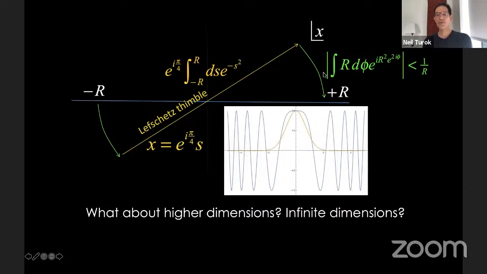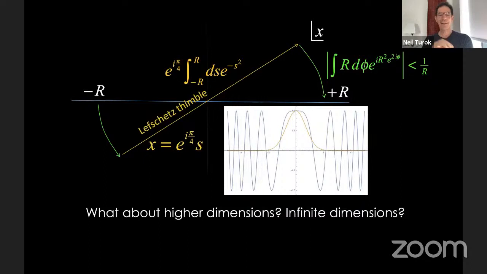And then it's not hard to show that the arcs at infinity actually vanish in the limit that r is large. So instead of doing this incredibly oscillatory integral, the blue integrand, we do the integral with the yellow integrand, which is monotonically decreasing, and the integral converges exponentially quickly. So it's obviously a much smarter way to do the integral. So what I'm going to tell you is a generalization of this to higher dimensions and eventually to infinite dimensions.